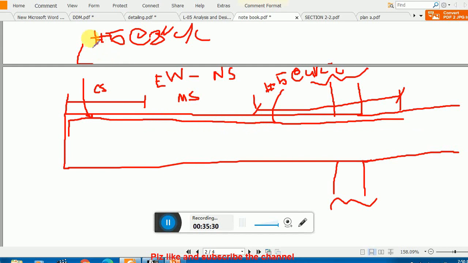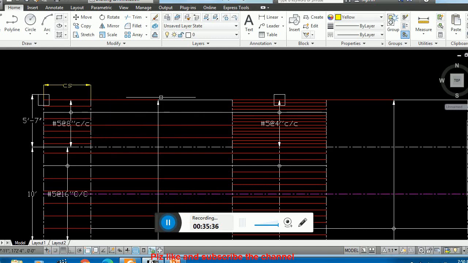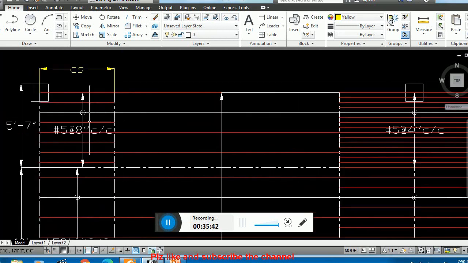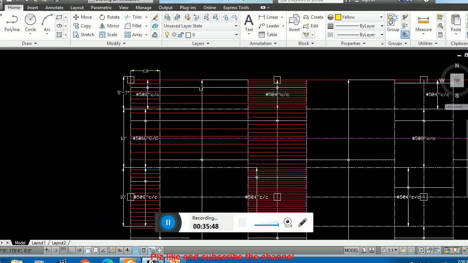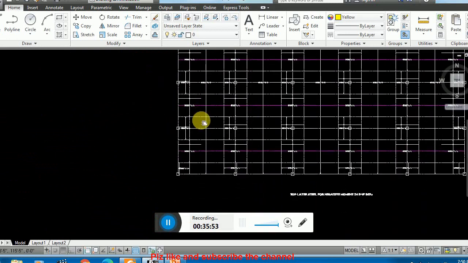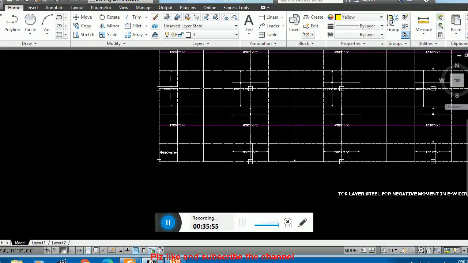So the placing will be 16 inch center to center. You see here, the reason I'm using 8 inch center to center is that here I am getting 16 inch center to center, and in the whole panel, remember, you see this white line. And here I am writing number 5 at the rate of 16 inch center to center.